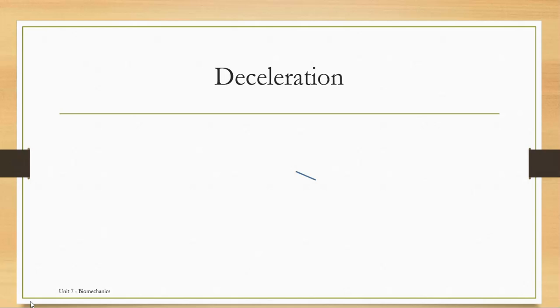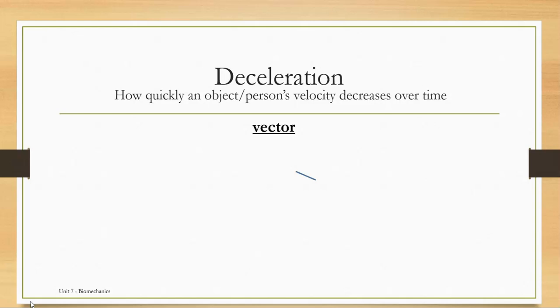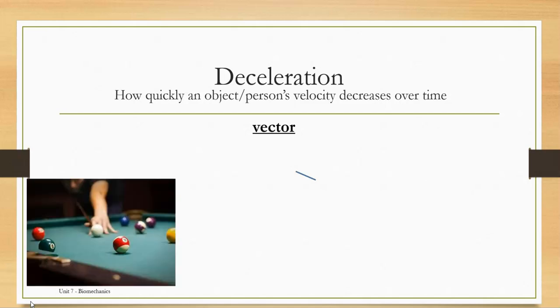Next up is deceleration. This is the opposite of acceleration, which measures how quickly an object or person's velocity decreases over time. This uses the same visual concept as acceleration, using the velocity time graph. Decelerating is used in a lot of sports and is all about overcoming momentum that has been created in a motion. A sporting example of this could be through a pool ball decreasing in speed towards a pocket after being struck by the cue ball.